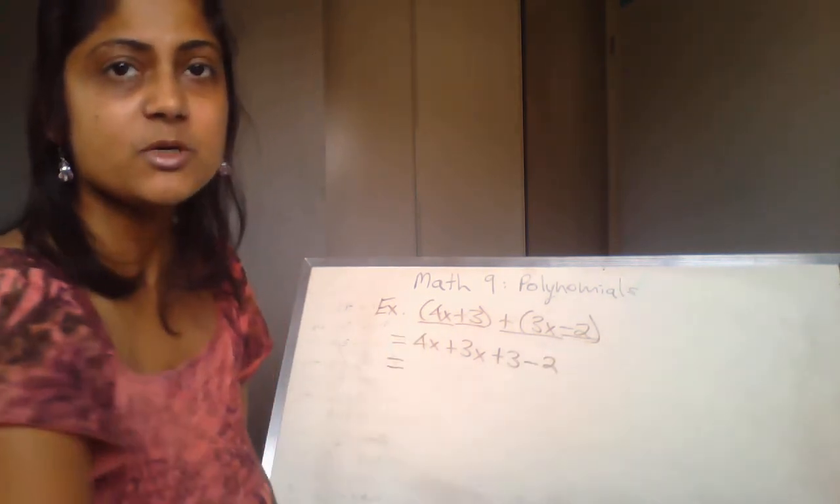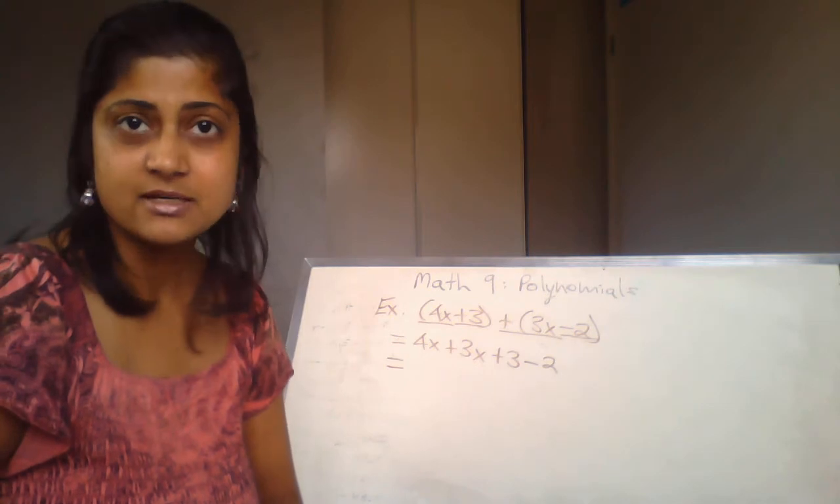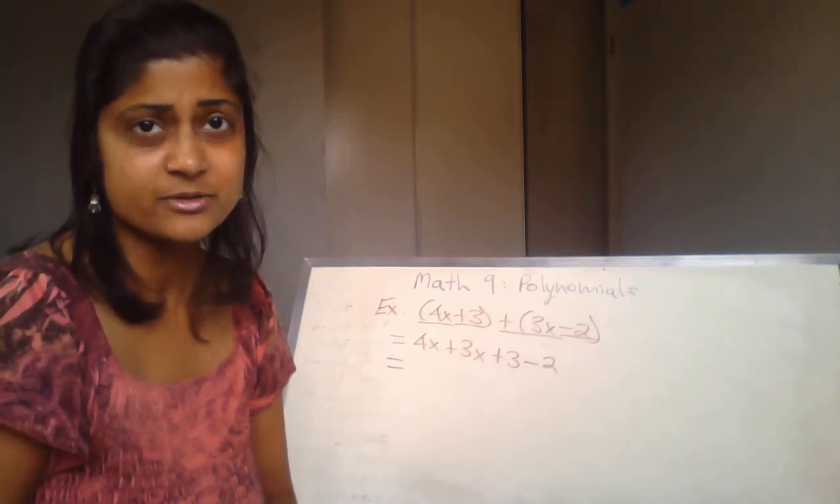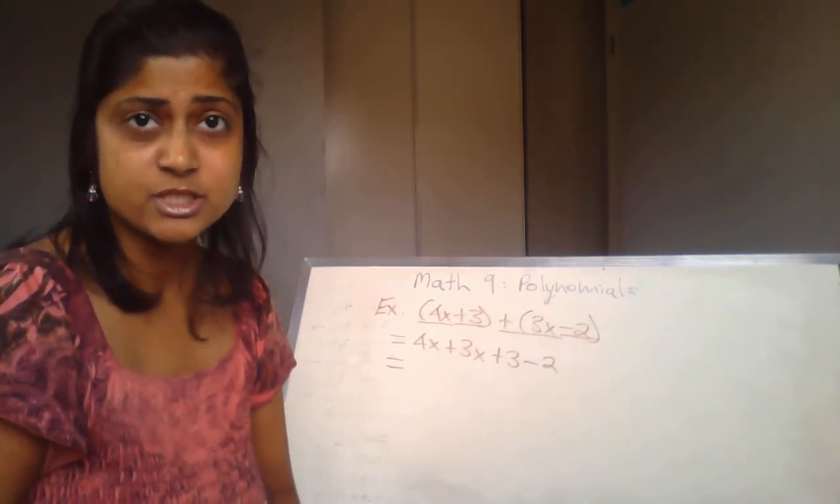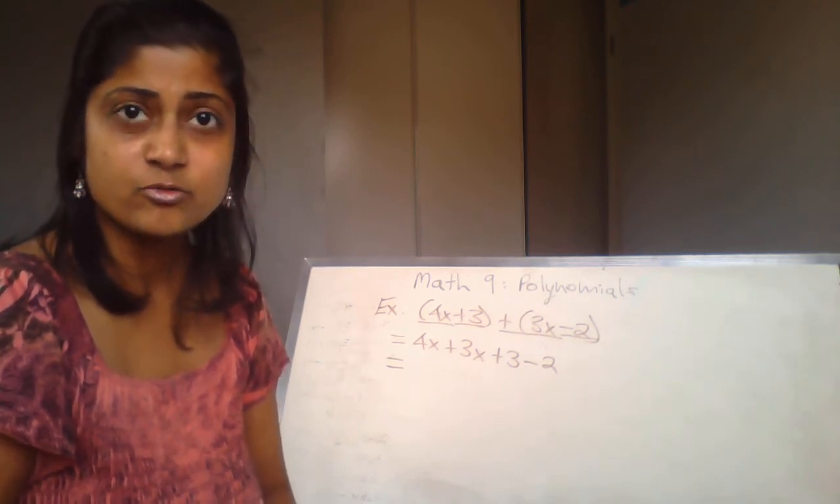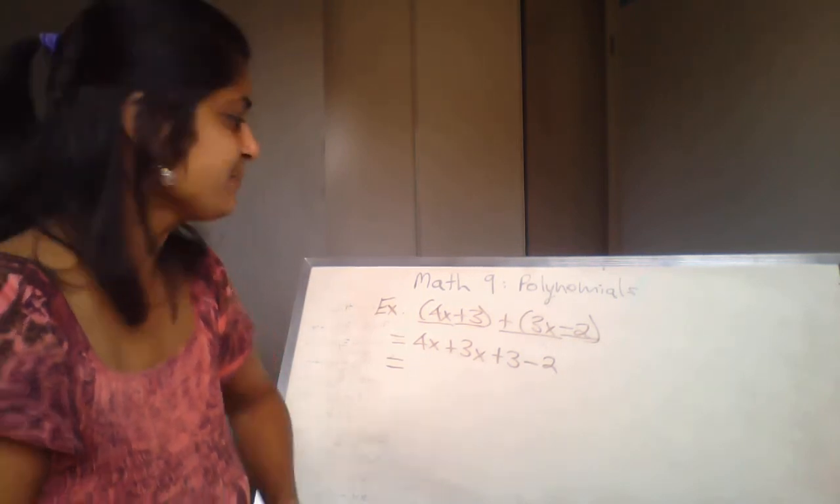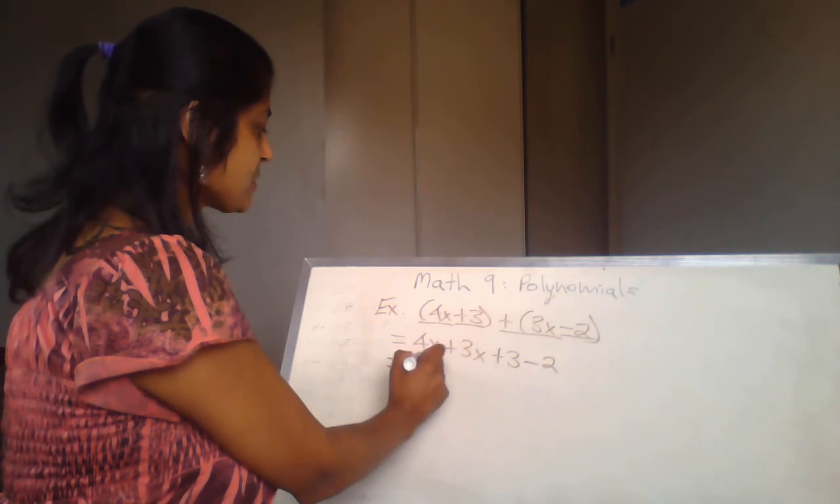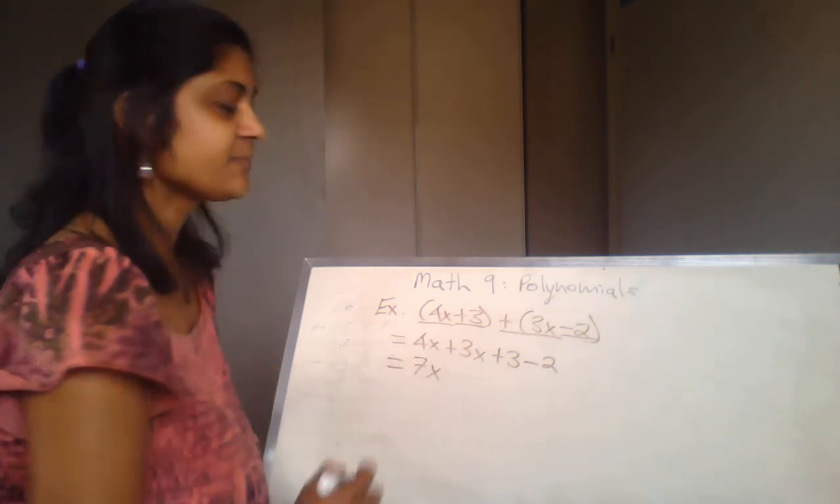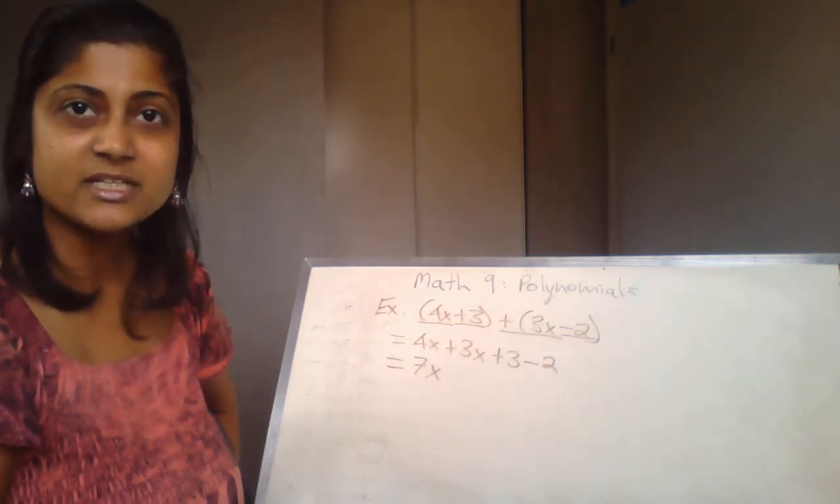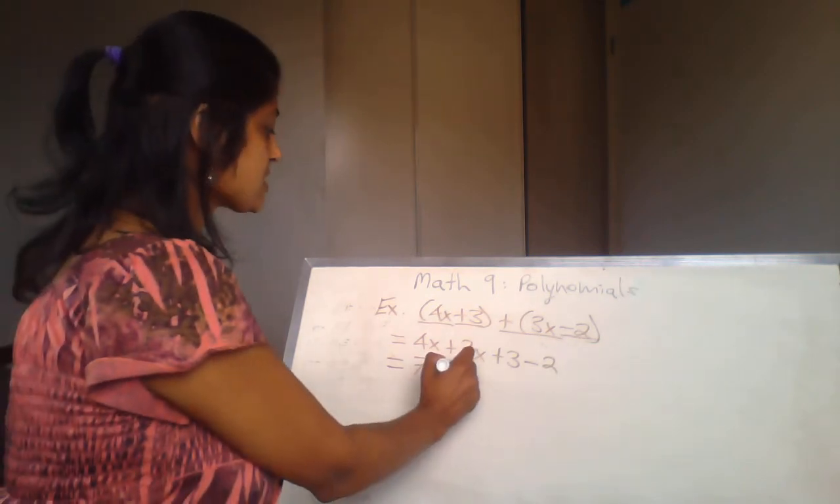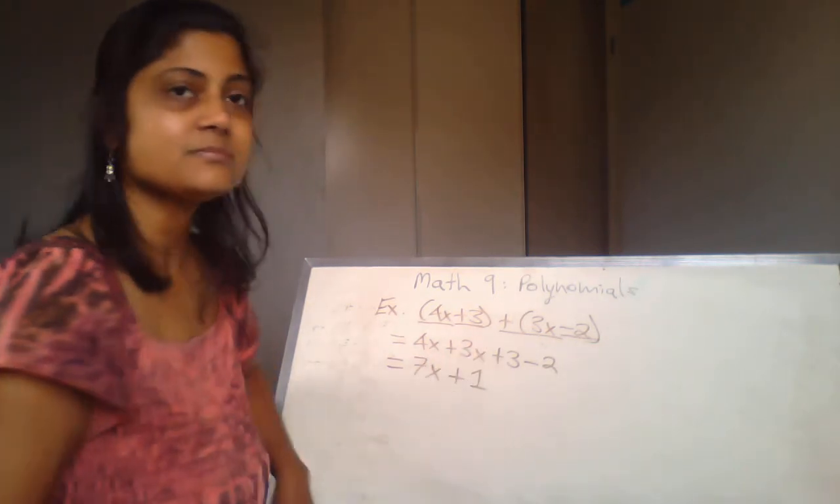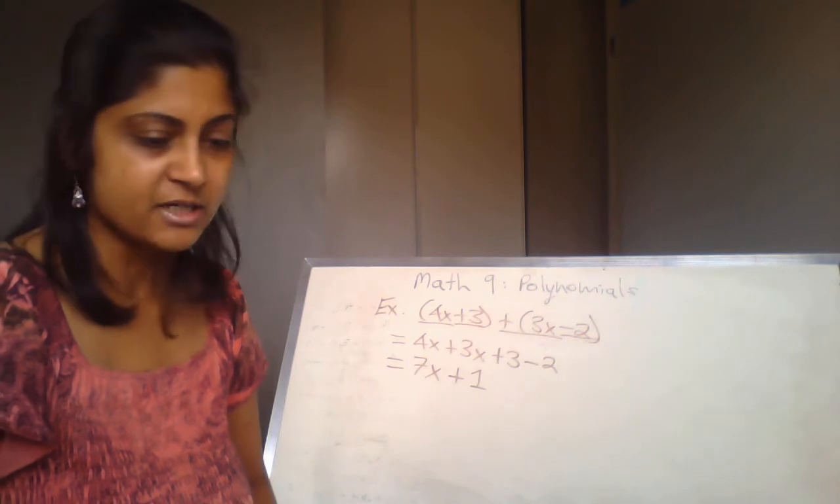And equals, and one more time again, if you're not sure about the signs, I would just make sure I'm using my calculator. Okay, there shouldn't be any restrictions on using your calculator for quizzes or tests. Okay, so I'm going to do 4x plus 3x, so 7x. Okay, and the second part is 3 minus 2, which is positive 1. Alright, and this is my final answer.